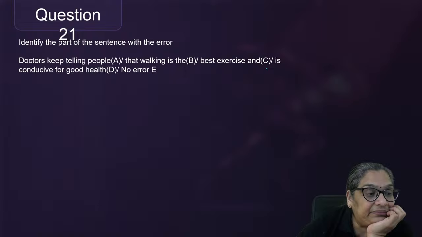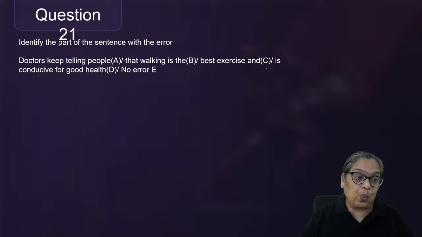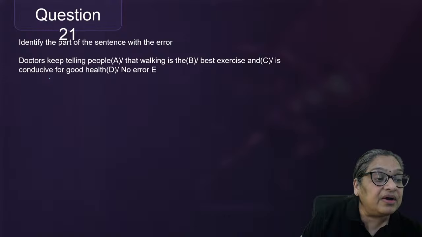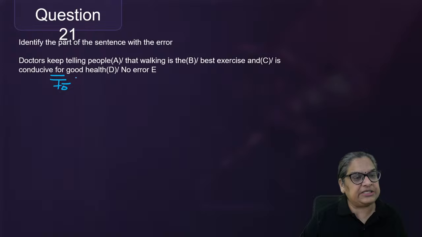Jigyasa, correct it. All those who said D has the error, correct it for me. How would you correct it? What is the correct preposition? Vrinda, Ojaswi, conducive to. No "for" is required. It is conducive to good health, not for.